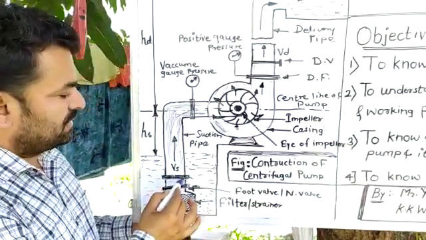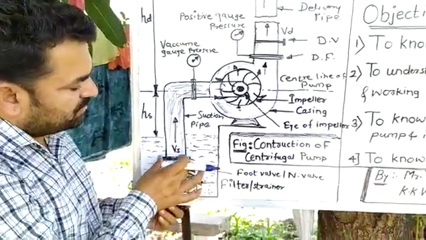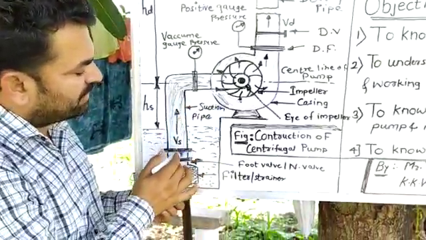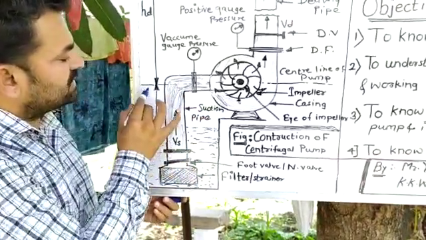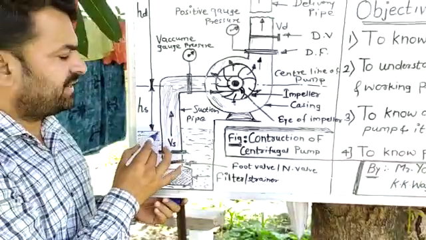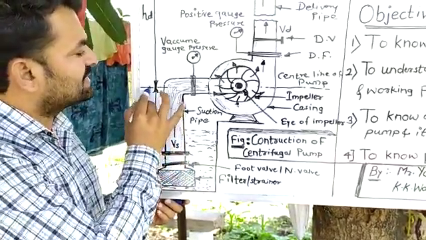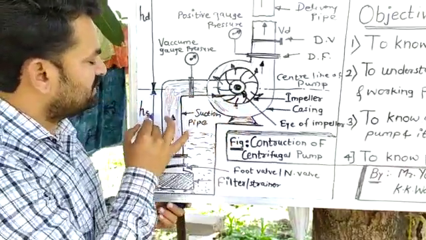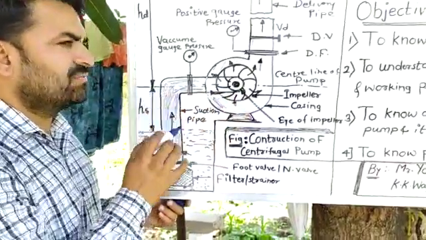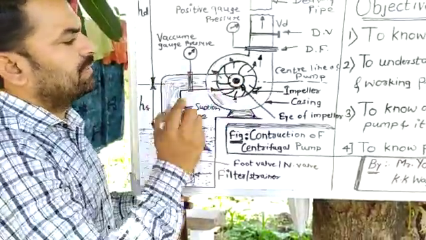Next, this is a coupling. This part is connected to the pipe with the help of the coupling. This is a suction pipe. Here is the Hs. What is Hs? Suction head. This is the level of water. From the level of water to the center line of the impeller, this is an impeller, center line of impeller, this height is known as suction height. It means the pump has to suck the water from this height to this impeller.